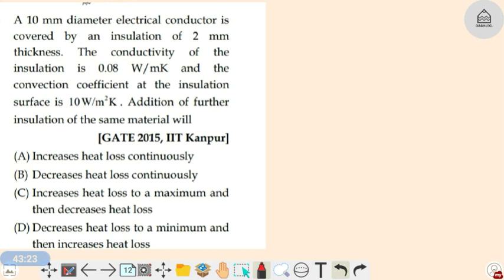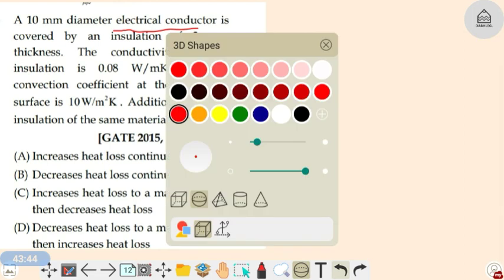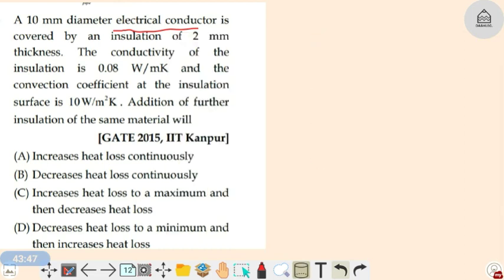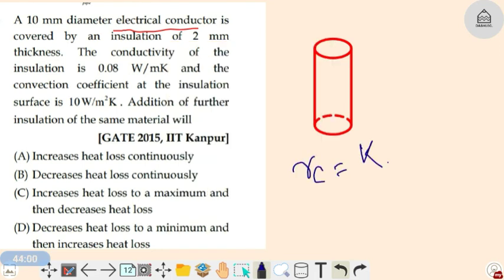First and foremost, the electrical conductor. What is an electrical conductor? Let's suppose this is a wire only. You can assume that it is a pipe. So what is the critical radius of insulation of a pipe? That is RC is equal to K insulation by H. K is 0.08.